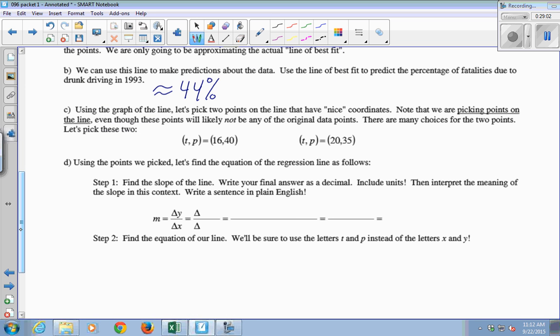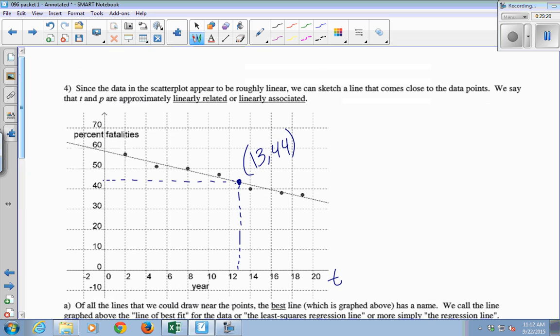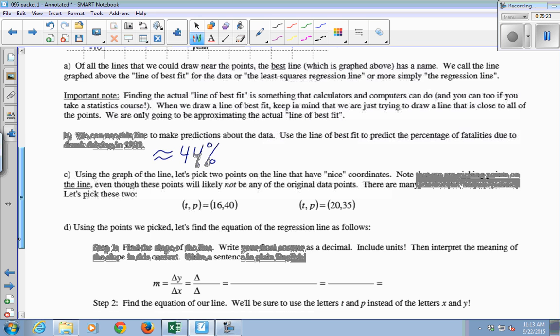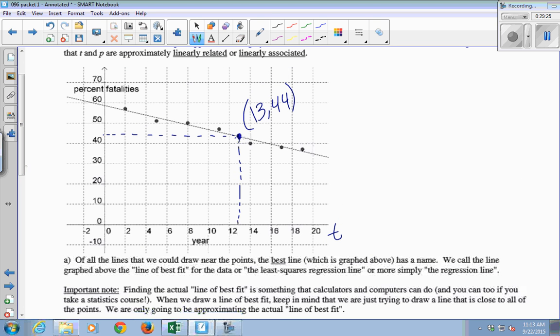All right, so using the graph of the line, we're going to pick two points that have nice coordinates. So we are picking points on the line, even though these points will likely not be in your original data points. I want to find the equation of the best fit line that I drew. So if you go up to the picture, I want to pick points on the line. So for example, (16, 40). That point looks like it's on the line, so I'm going to use (16, 40). It's not one of my original data points, but it does fall on the line that I drew.